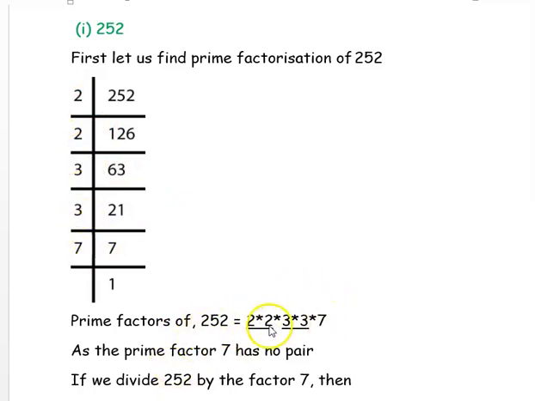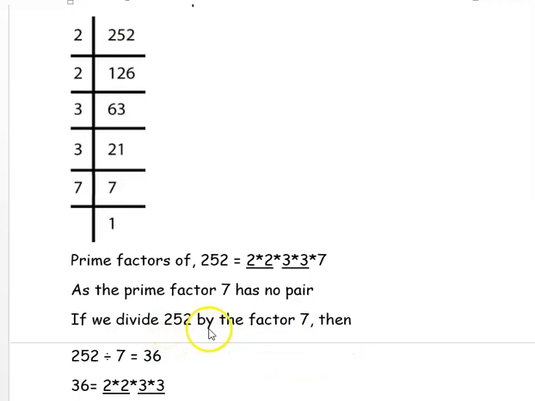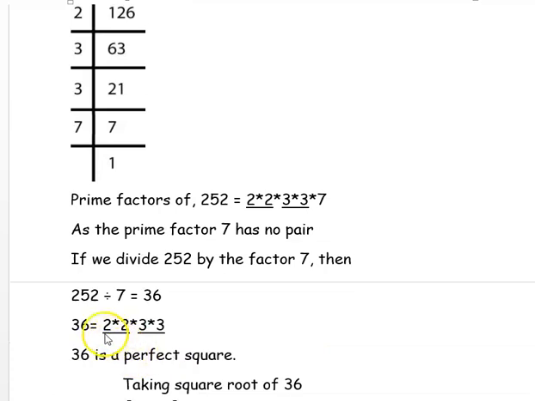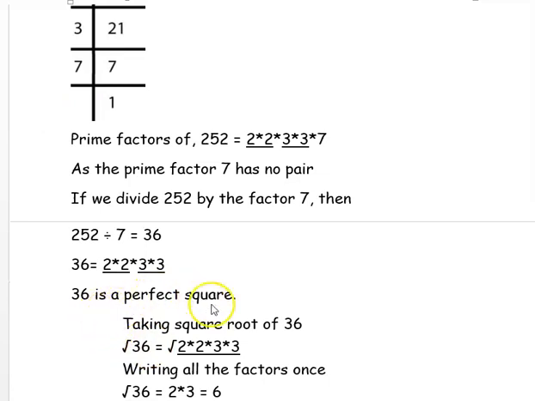Now if you look into the prime factors, the number 7 has no pair. So if we divide 252 by the factor 7, then we will get 36. Now 36 can be written in prime factors as 2 into 2 into 3 into 3, because we have divided by this 7. So we get only 2 into 2 and 3 into 3. So now 36 is a perfect square number.